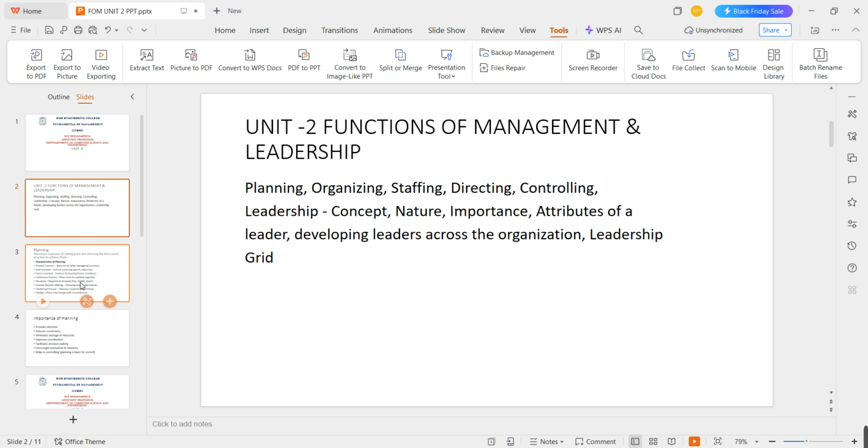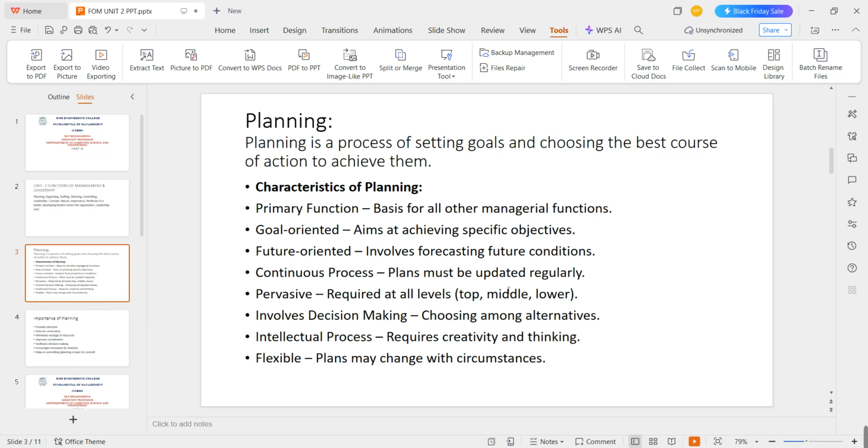The first topic is planning. Planning is nothing but the process of setting goals and choosing the best course of action to achieve them. That means being effective and efficient in the FOM. So these are the characteristics of planning to achieve the action.